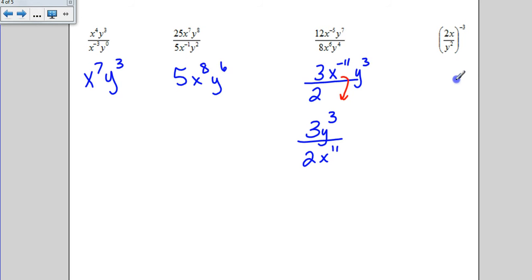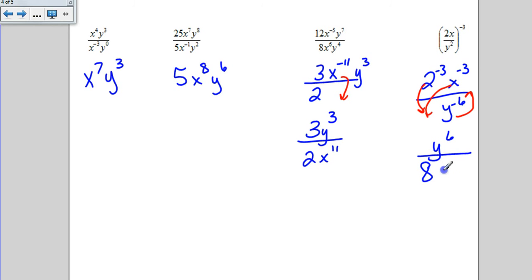Okay, the next example, we're going to distribute that negative 3rd power. So we've got 2 to the negative 3rd, x to the negative 3rd, and then y to the negative 6th. Now everybody has a negative exponent, which means everybody's going to flip to the other side of the fraction. So this x and the 2 are going to flip. This y is going to come up here. So we end up with y to the 6th up top. Instead of 2 to the 3rd on the bottom, 2 to the 3rd is really the number 8. And then x to the 3rd. And that's your final answer for that example.